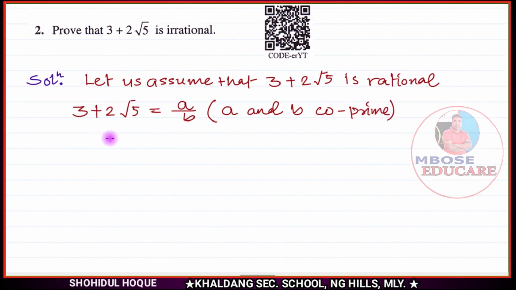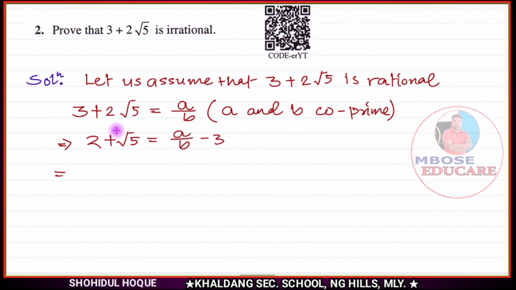Co-prime, all right. Now we shall calculate this. This 3 we shall transfer to the right hand side. It was plus, it will convert to minus. So, 2 plus under root 5 will be on the left hand side, equal to the right hand side. A by B will be as it is, and this 3 will go to the right hand side. It will be minus 3.